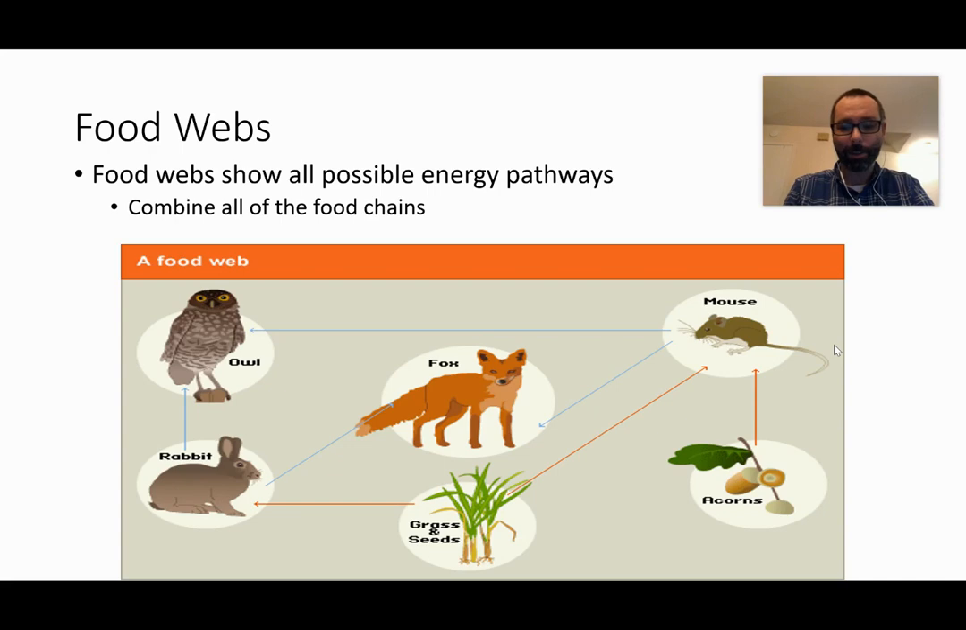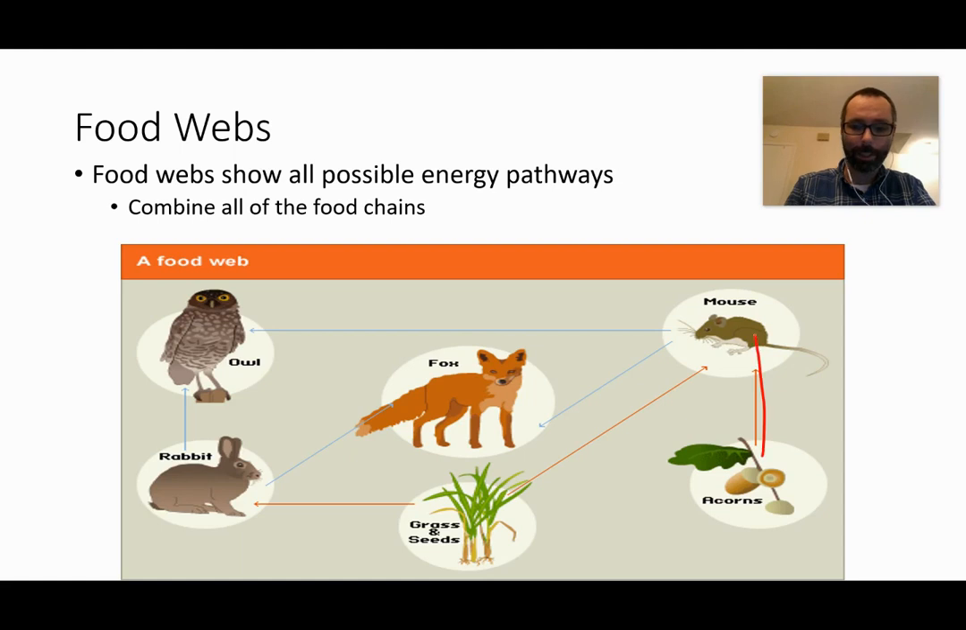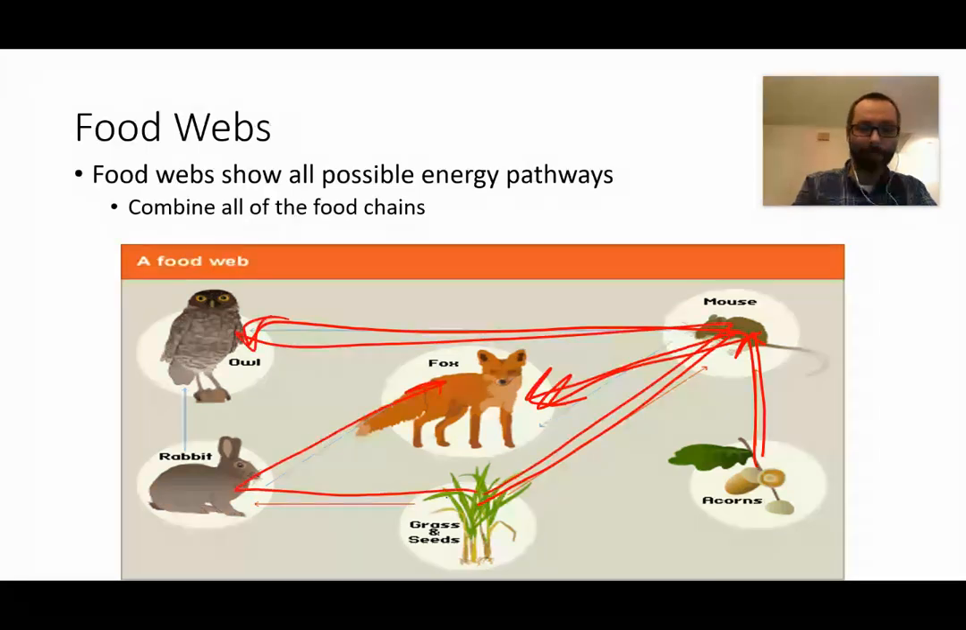All right, so starting with the acorns. The acorns to the mouse to the fox. That's one. Acorns to the mouse to the owl. That's two. The grass to the mouse to the fox is three. Grass, mouse, owl's four. Grass, rabbit, fox is five. Grass, rabbit, owl is six. There are 6 different food chains inside of this food web.